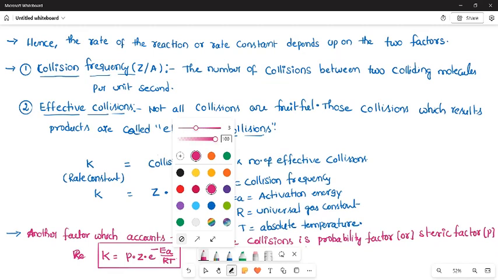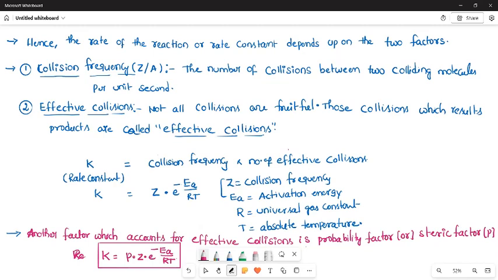Second one, effective collisions. What is the meaning of effective collisions? There will be so many collisions per second, but not all collisions lead to product formation. Those collisions which result in product formation are called effective collisions. Only those collisions which lead to the formation of the products are called effective collisions.